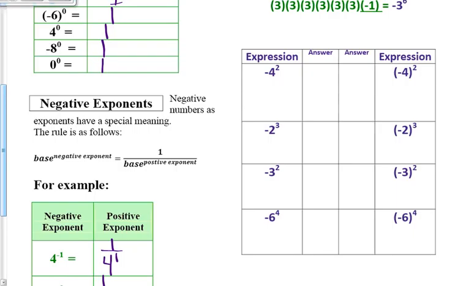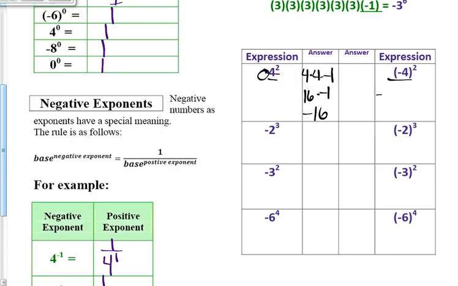Finally, our last step is evaluating expressions. Our first one right now is saying 4 is being squared, so we're going to do 4 times 4. But we have this negative outside, so we're going to multiply it by negative 1. 4 times 4 is 16, times negative 1 equals negative 16.